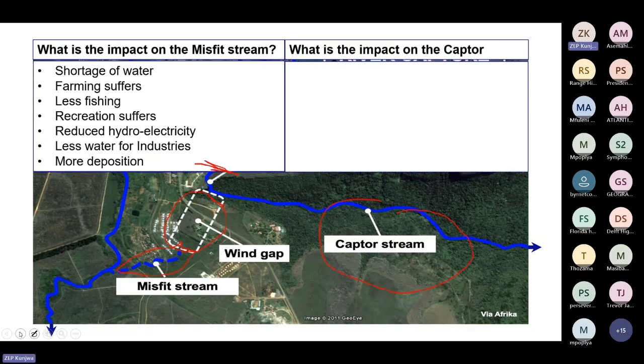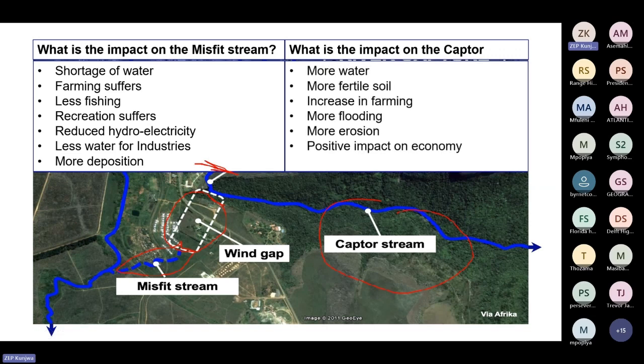What is going to happen now in the area that has got a misfit, in this particular area here? Number one, these people are going to lack water. There's going to be a shortage of water. Also, farmers are going to suffer because farmers are using water to irrigate the crops. And then there's going to be less fishing. Remember, in the rivers, there are people who normally do fishing. So those people are going to lose fish because the water is no longer flowing there.